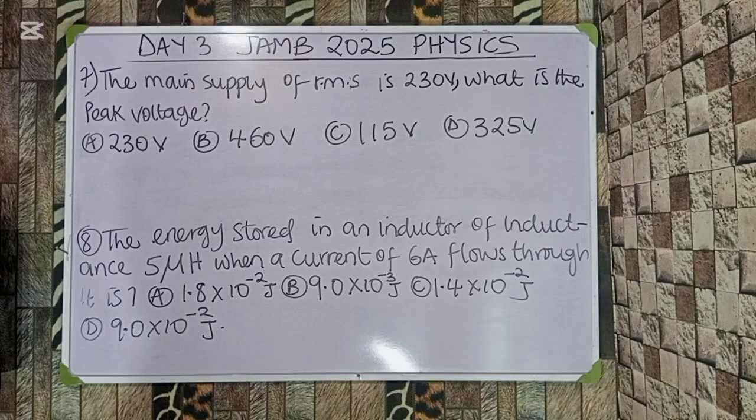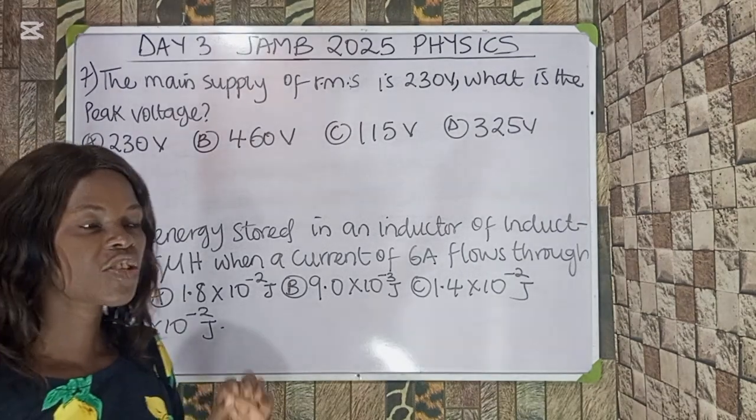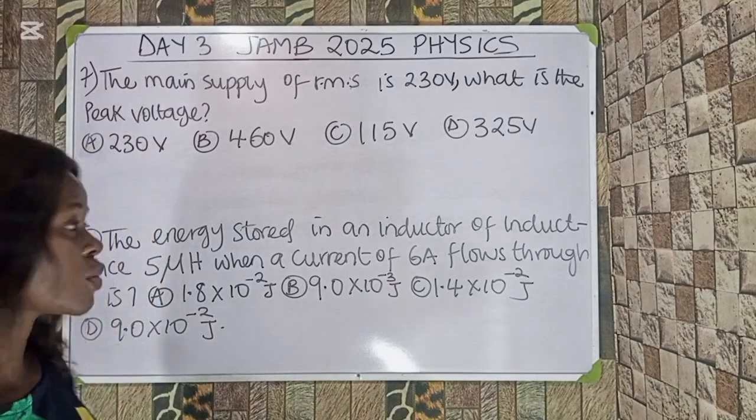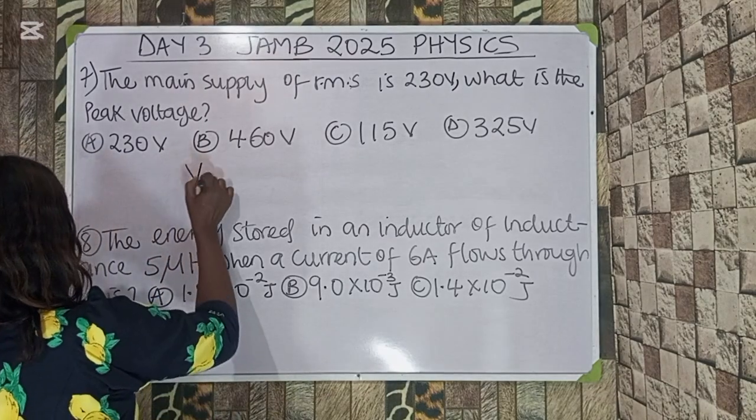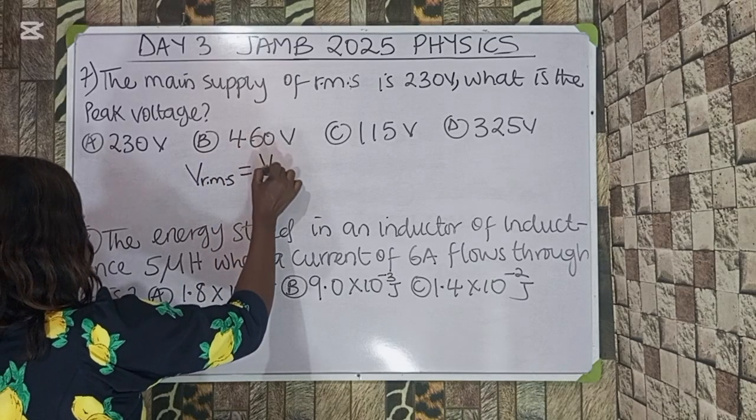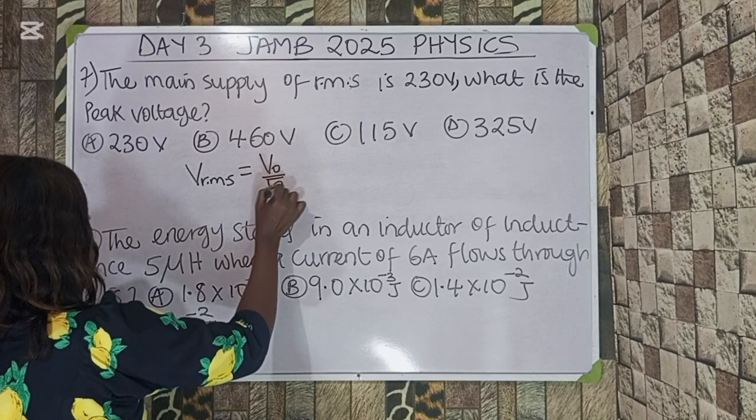Right. Question 7. The mains supply RMS is 230 volt. What is the peak voltage? And we have the following options. What will come to your mind is this. There's the relationship connecting the peak and root mean square values, okay? And that relationship is what? VRMS is equal to what? V naught over root 2.